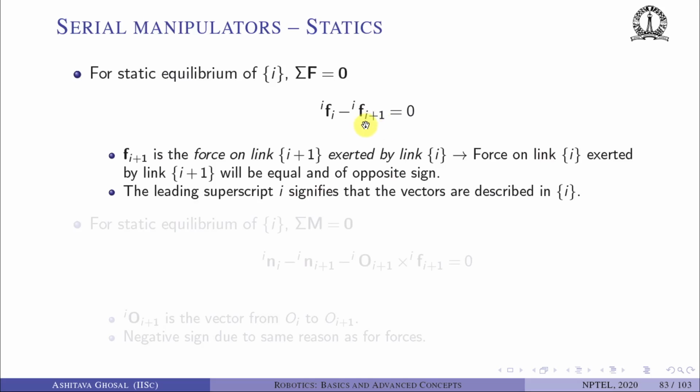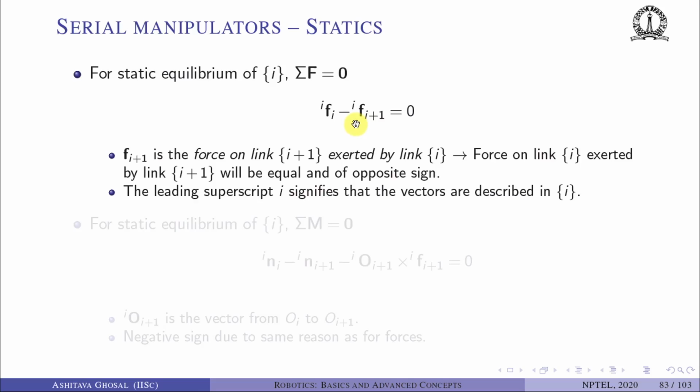Okay, where is this minus sign coming from? Because F_{i+1} is the force which is acting on link i+1. So the equal and opposite force is acting on link i. Okay, so is that clear? And we are going to do vector summation, so they must be written in the same coordinate system. So we are describing this F_i and F_{i+1} in the ith coordinate system. So the sum of these two forces must be equal to 0.